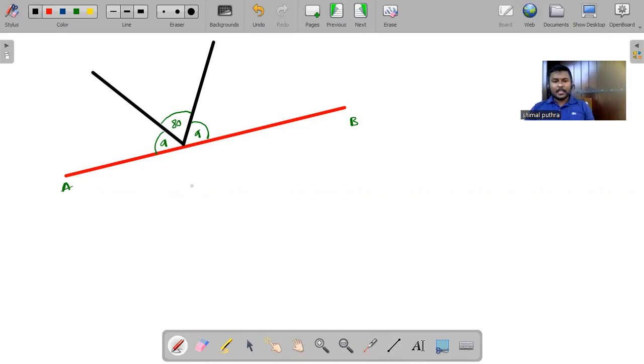Okay, I will come to the discussion. We know if AB is a straight line, angles on a straight line add up to 180. This A plus this 80 plus this A. The sum of these three angles should be equal to 180. A plus A, 2A, plus 80 is equal to 180.